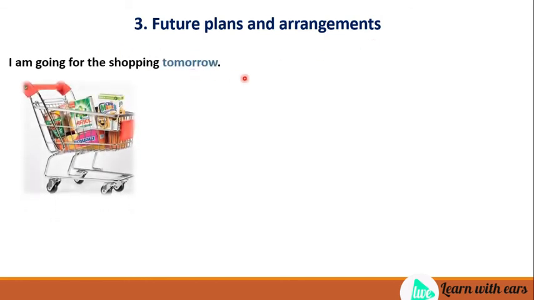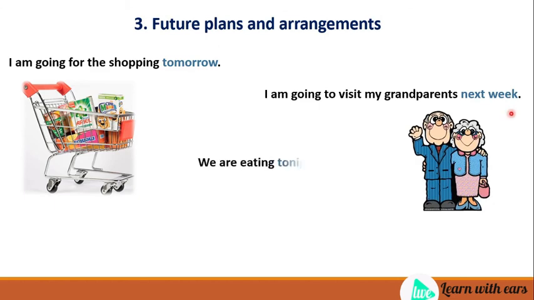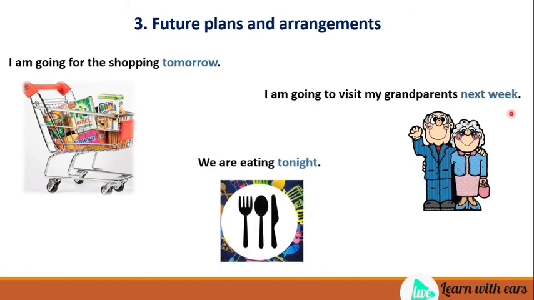Okay, so here I'm talking about future action, future event, but we can use present continuous tense. Next, I am going to visit my grandparents next week. Okay, so next week we are talking about future, but here we can use present continuous tense. Okay, because it's a plan for future, right? Next, we are eating tonight. Okay, it's also a future plan or arrangement. So now we know we can use present continuous tense for future arrangements or plans also.